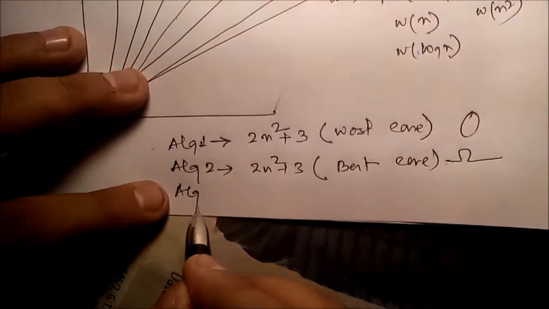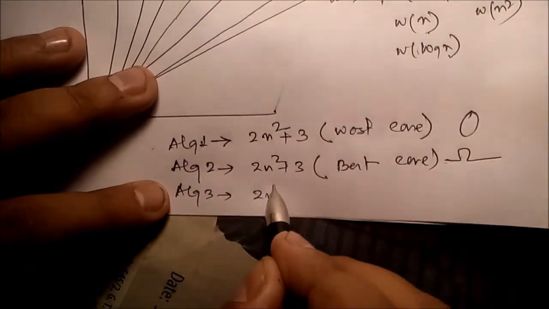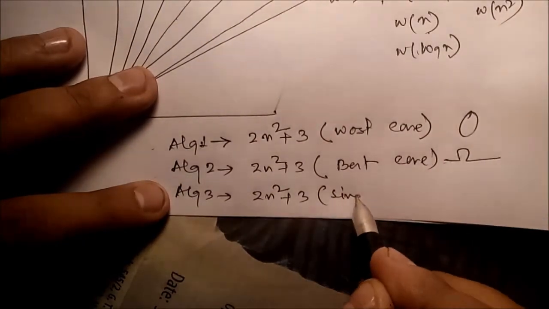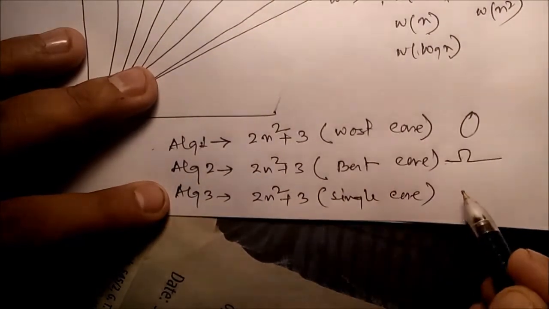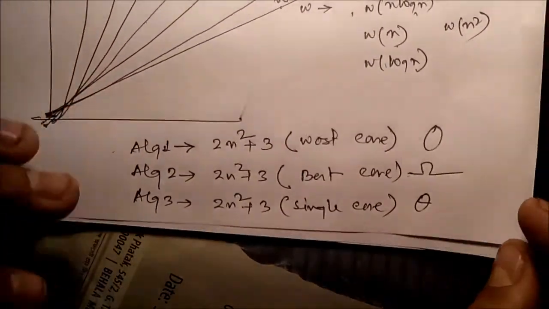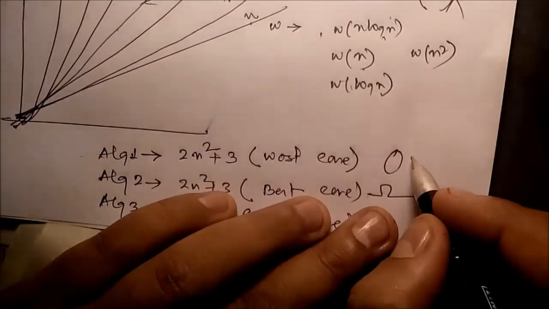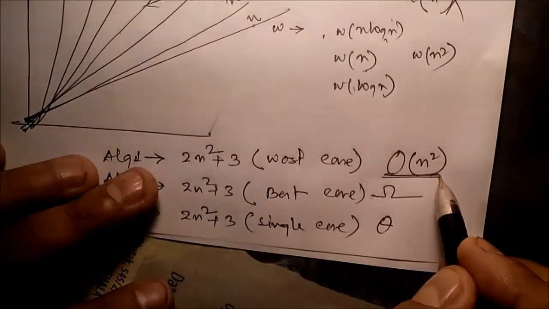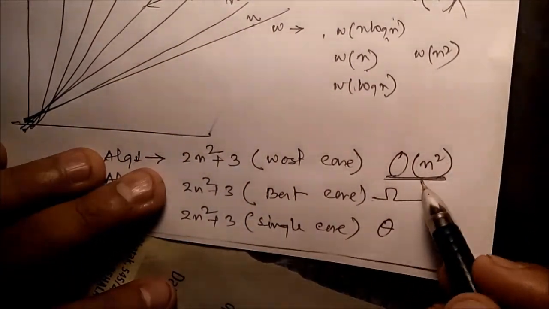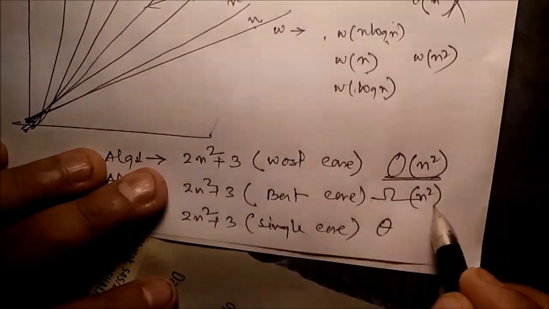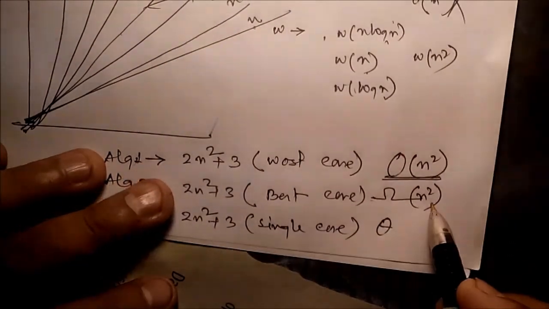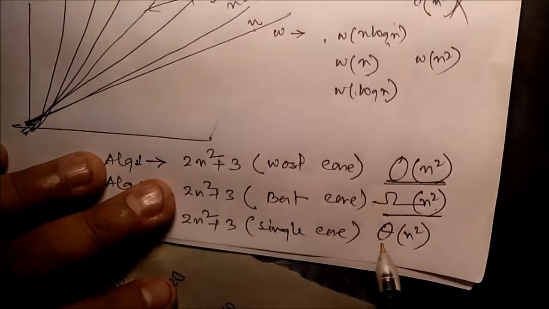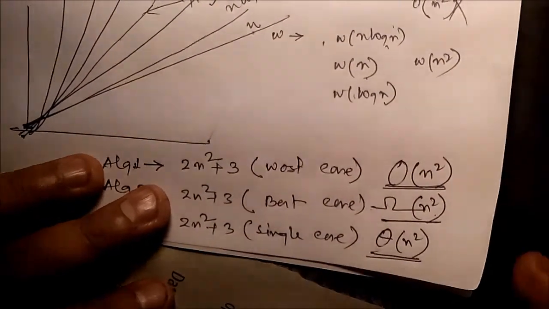Now algorithm 3: a single complexity is there, no best case, no worst case. Okay, in this case we may use theta. We may write big O of n square, which is quadratic in nature, and this indicates the worst case complexity. Theta of n square, also quadratic in nature, indicates the best case complexity. So a single complexity is there, which is n square.